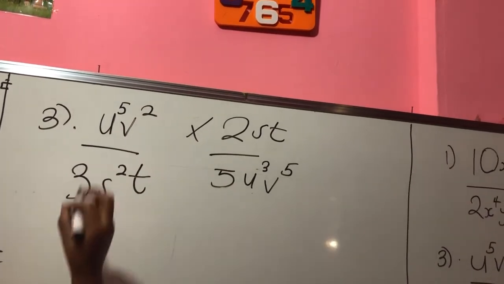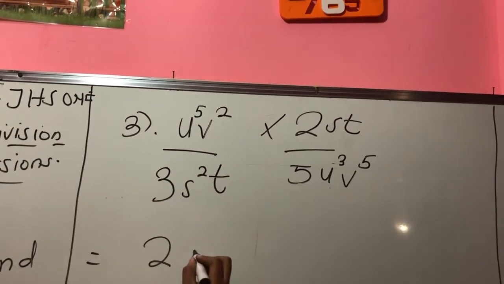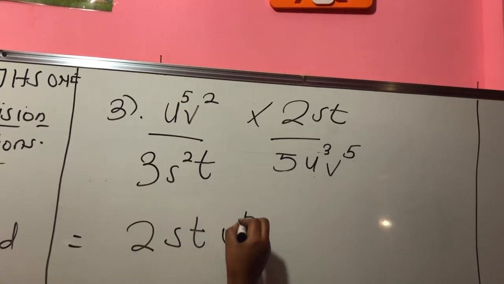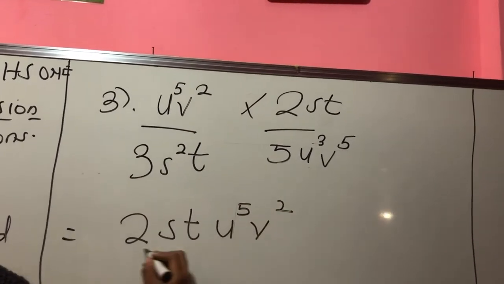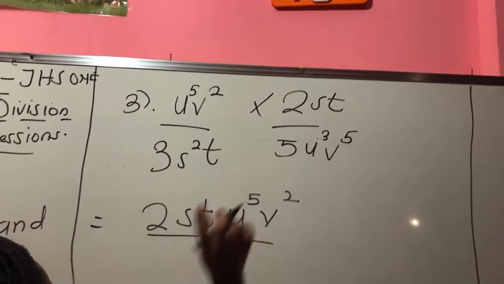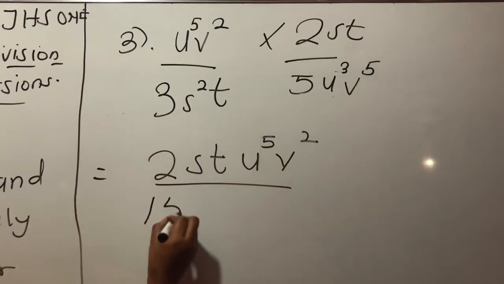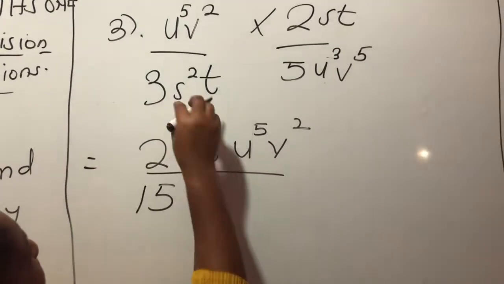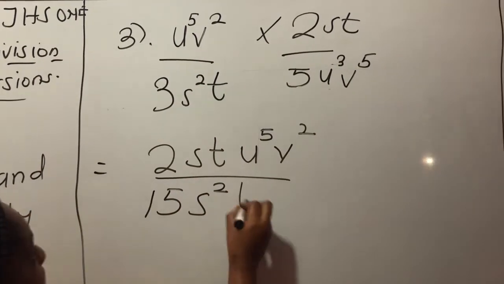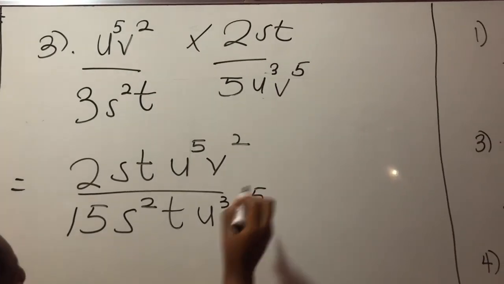So we can start by writing the coefficient. We have 2st. You can also start with this one, whichever one you want is fine. Then u5 v2 all over 3 times 5. Don't forget, 3 times 5 is what? 15. Then we have s2. There's no s here, we would have, but since there's no s here, we pick it like that. Then we have our t. Then we have our u3 and v5.